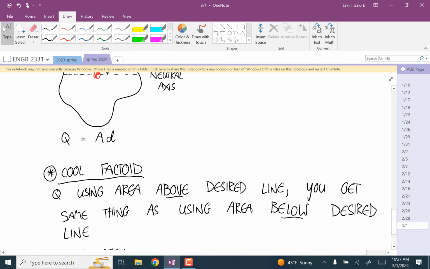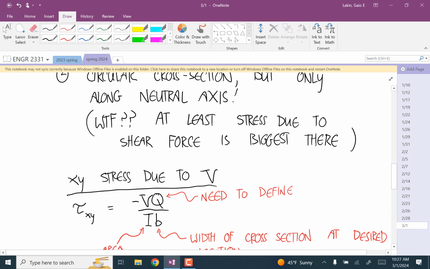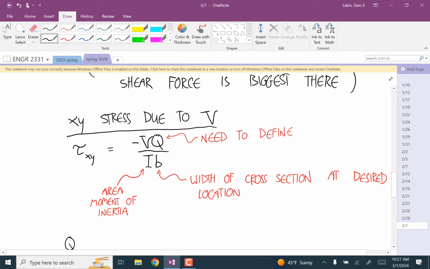One thing I want to point out here: we're talking about an area and a distance, so this always has to be positive. In calculating the stress, V can be positive or negative. That's the shear force. Everything else has to be positive. So you always have a stress that's opposite the sign of the shear force.